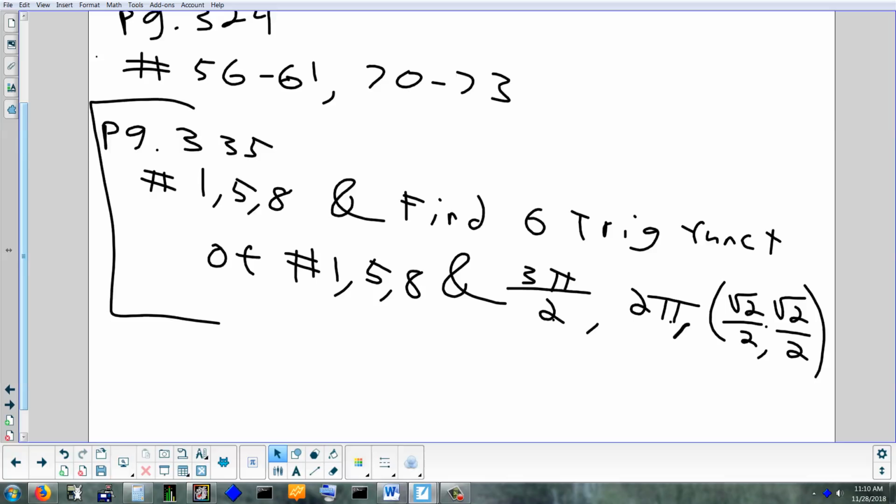Well, 3 pi over 2. Pi over 2 is 90. 90 times 3, 270. We've done that problem like 4 times, so you already really have this one done. This one you got to figure out the coordinate for yourself. This one I'm giving you the coordinate.